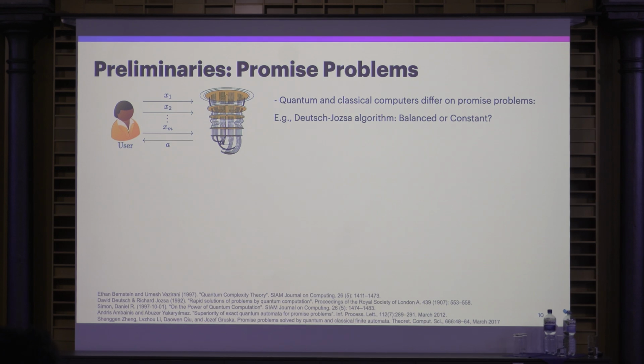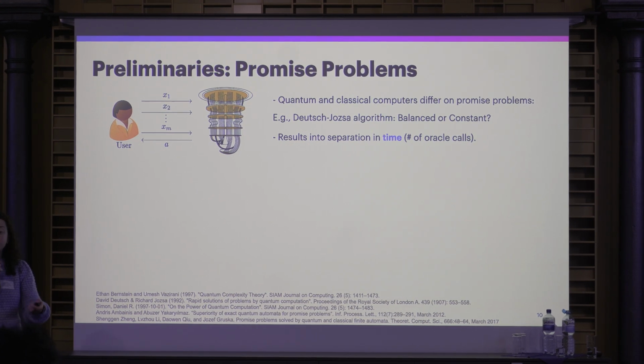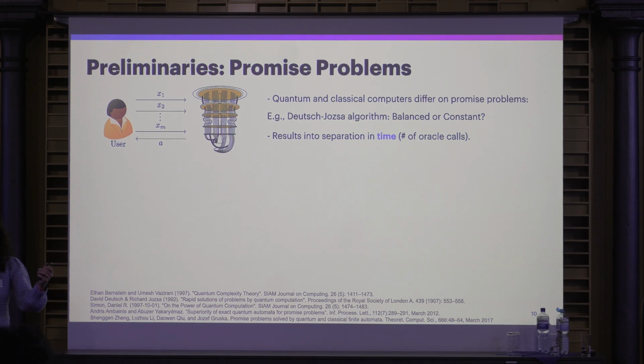What it means is that you have a promise on the input. For example, the Deutsch-Jozsa algorithm is supposed to test whether the function that you have in your oracle is balanced or constant. You are promised that you will be given either one input or another. You won't have some other function. And in that case, you already know that you get a separation between classical and quantum computation. In this particular case, you get a separation in time, in the number of calls that you need to do in order to solve a problem. You can think the same way about the Bernstein-Vazirani algorithm, where you are promised to have a hidden string. In Simon's problem, you also have a promise there. And then you get this time separation.